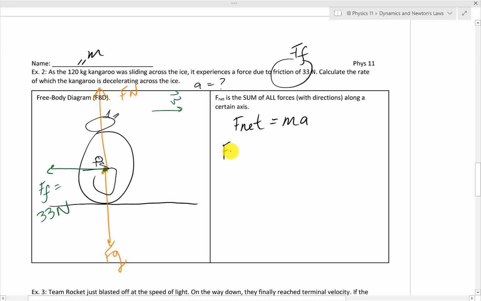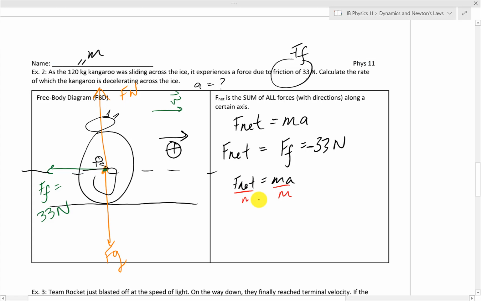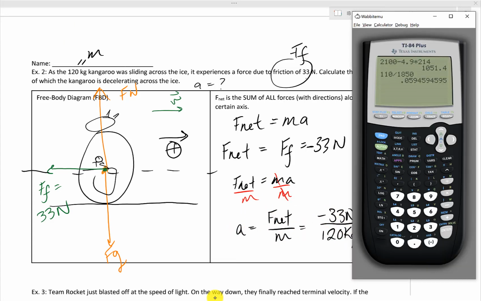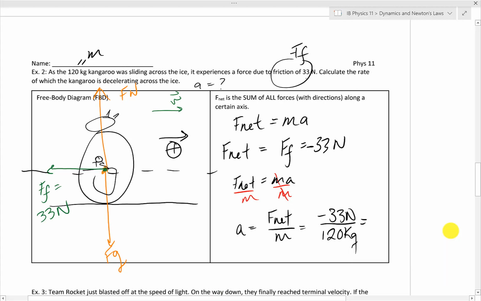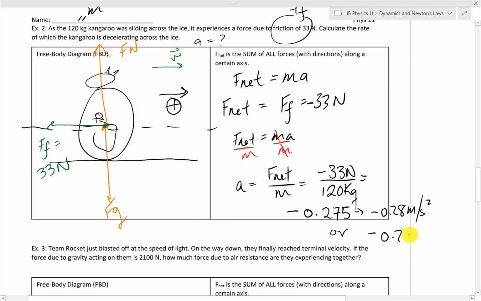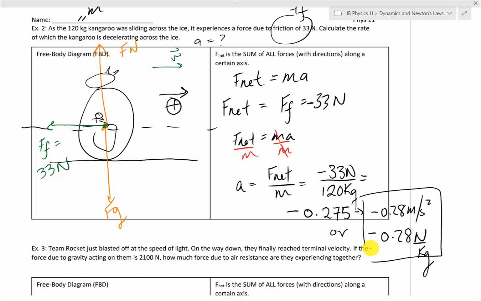Fnet equals ma. Since we need to calculate for acceleration, we need Fnet, and there's only a force of friction acting along that direction, so let's first isolate for acceleration. Then our Fnet is just our force of friction divided by our mass. We get the acceleration as such. Don't forget the negative sign because it's decelerating. Okay, and here we have the equation. Notice there was only one force affecting the kangaroo's motion going forward, causing it to decelerate at a rate of 0.28 meters per second squared.